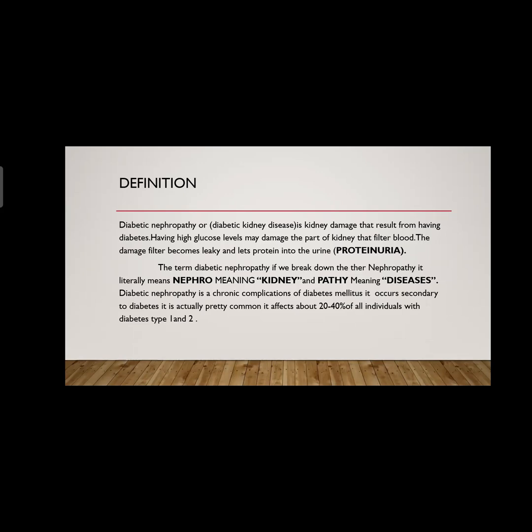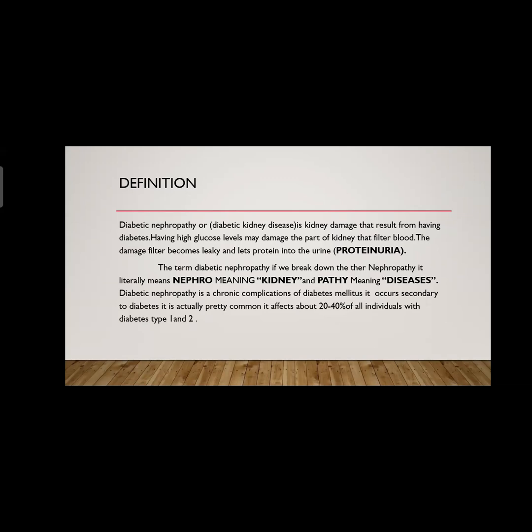The term diabetic nephropathy, if we break it into two words, means nephro meaning kidney and pathy meaning the disease. Diabetic nephropathy is a chronic complication. That means it takes a very long progression, and it is secondary to diabetes. It is actually common, affecting 20 to 40 percent of individuals with diabetes type 1 and type 2.